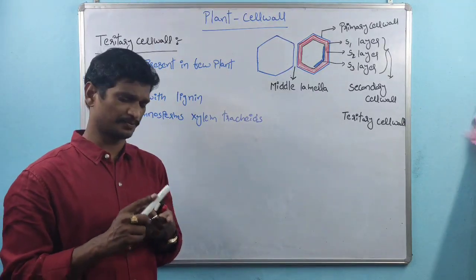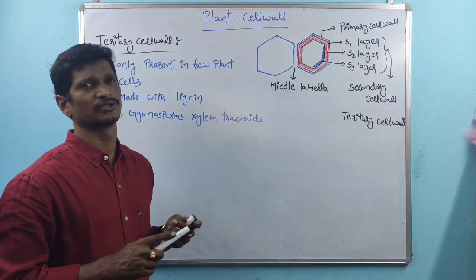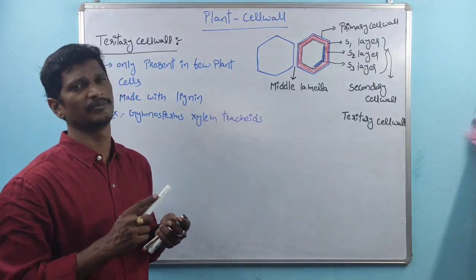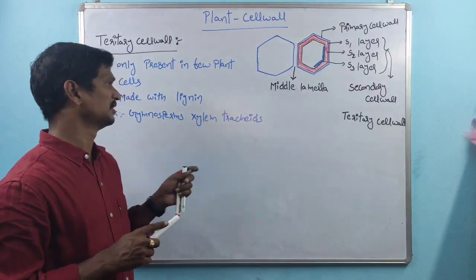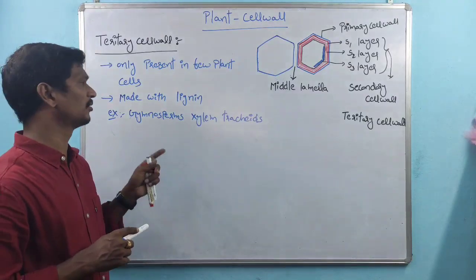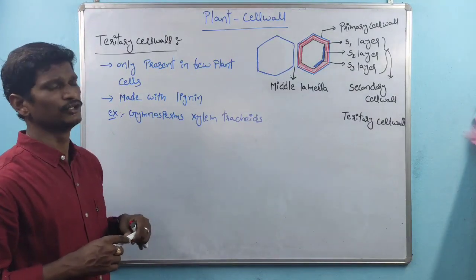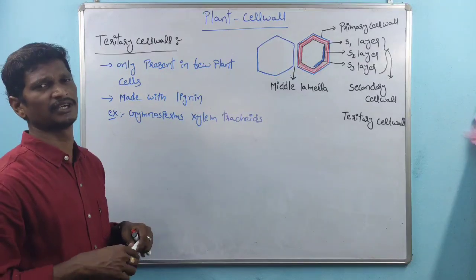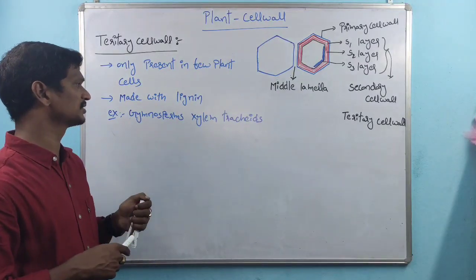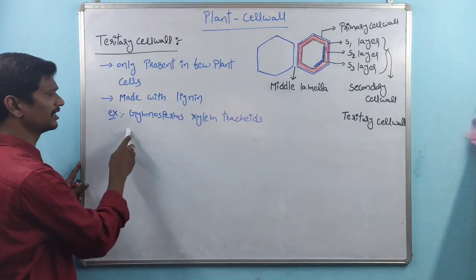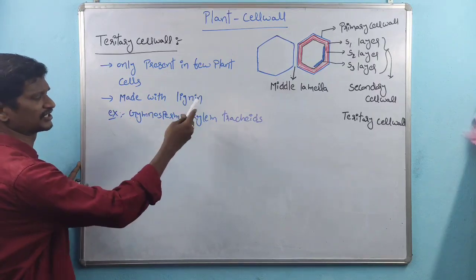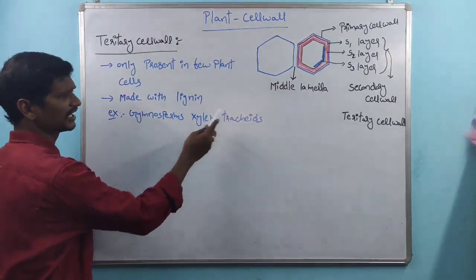So the primary cell wall is made with cellulose, and the secondary cell wall is richly made with hemicellulose. For the tertiary cell wall, the main composition is lignin, right? So these are the different types of cell walls and their compositions. It is made with lignin and seen in gymnosperms, in xylem tracheids.